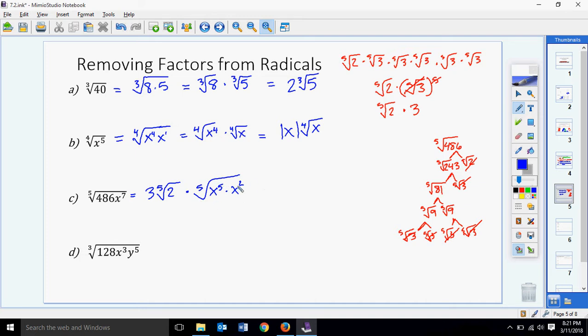So working on this, if I split that up, I get the 5th root of x to the 5th times the 5th root of x squared. The power of 5 and the 5th root cancel. So I have an x outside my radical. So I'm going to multiply that by the 3. So I get 3 times x. Inside my 5th root, I have a 2 and an x squared. So let's draw our 5th root. 2 times x squared goes in it.